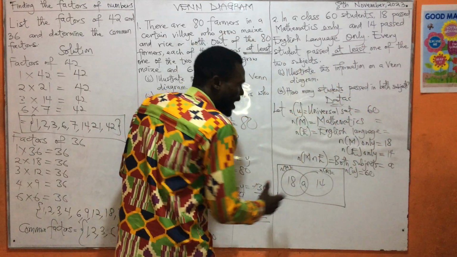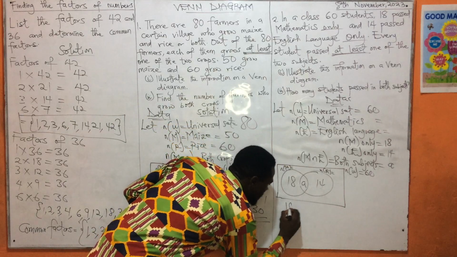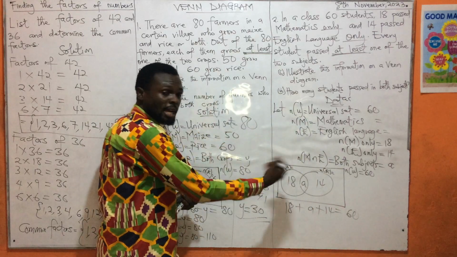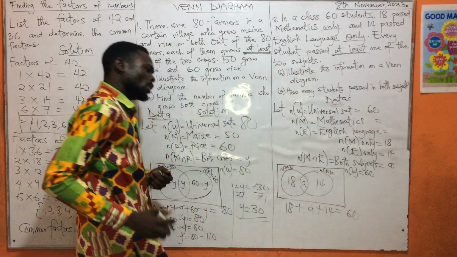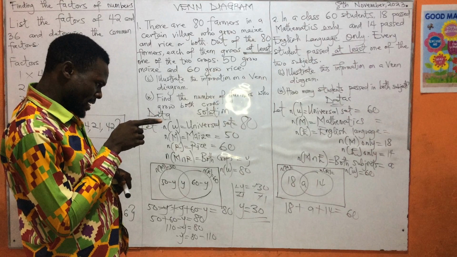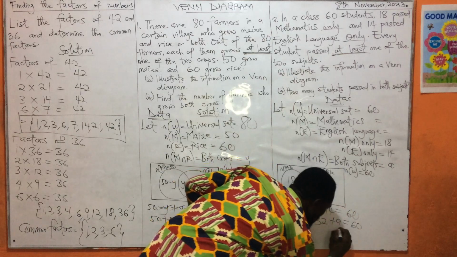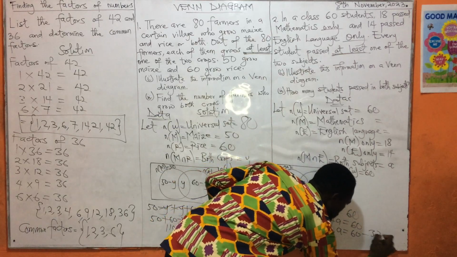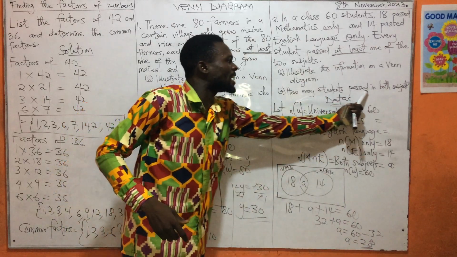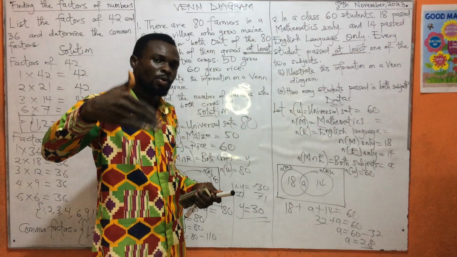Good. So therefore, I know that all the regions put together is equal to the universal set. So 18 plus A plus 14 is 60. We can solve this equation. Add 18 to 14, and that should give you 32. So you have 32 plus A is equal to 60. A is equal to 60 minus 32. A is equal to 28. So how many students pass in both subjects? Therefore, 28 students pass in both subjects.